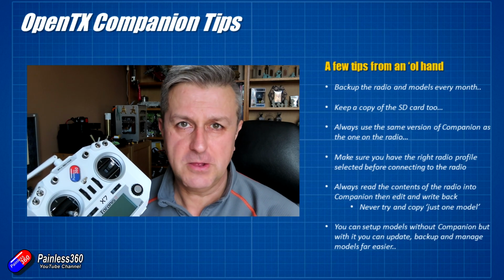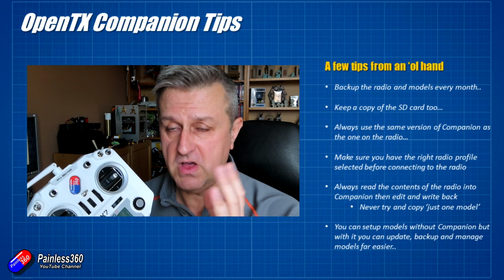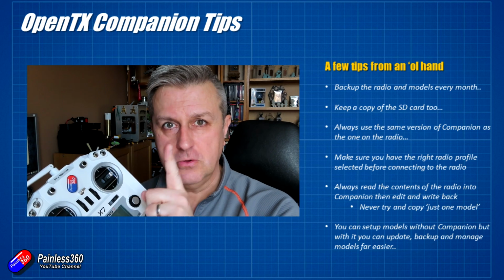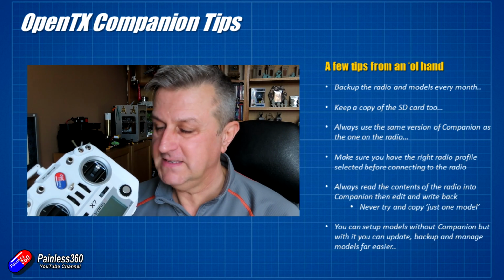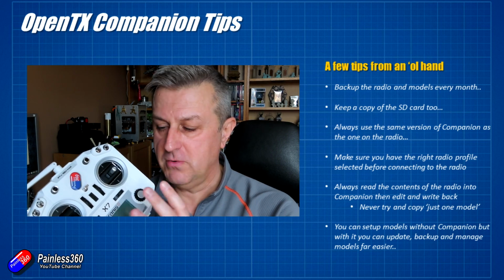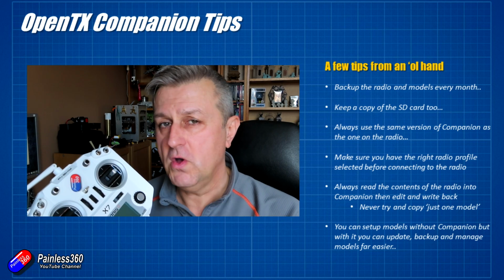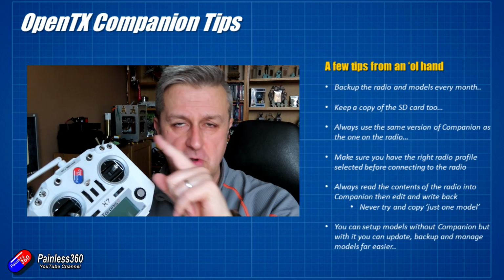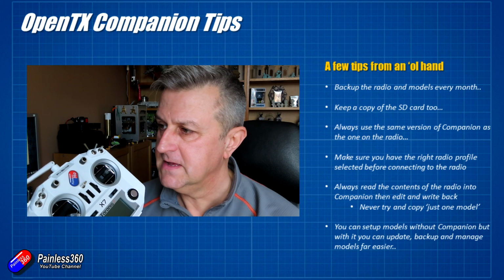A big problem that I come across regularly is someone will just want to make a new model, which is fine, but then they try and copy that single model back to the radio and actually overwrite the entire contents of the radio. So next time they power it on, there's just that one new model and everything has disappeared. The way that it works, you need to have the model memory open and copy and paste it across. Again, I'll show that in a second.